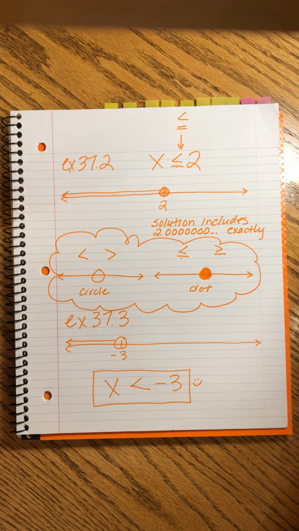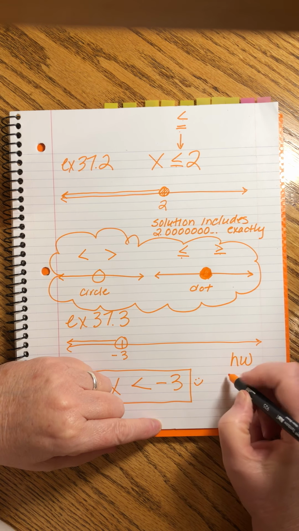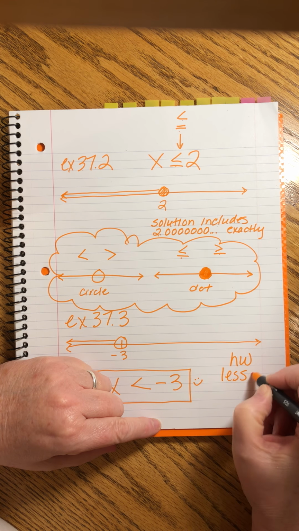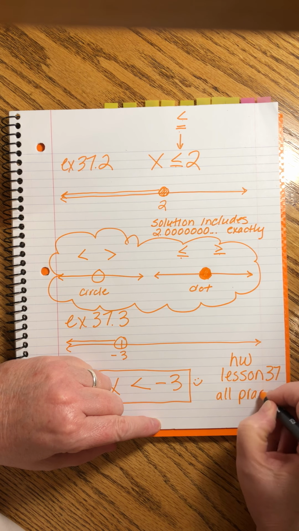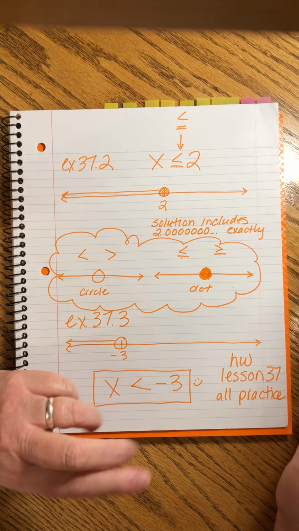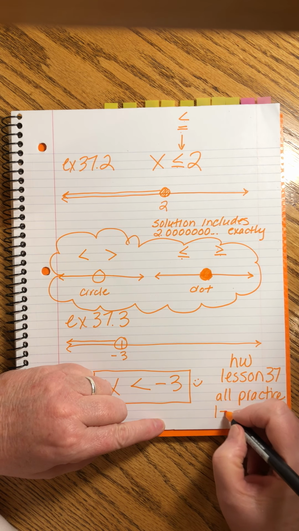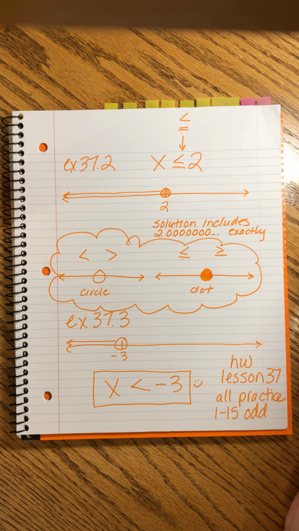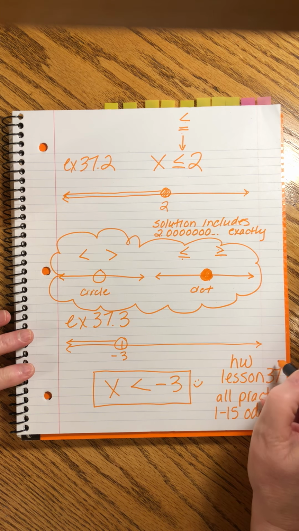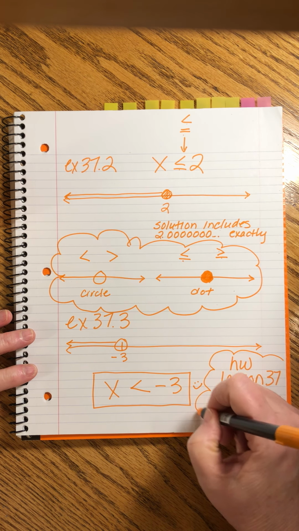All right? For your homework, for lesson 37, I want you to do all the practice, and then I want you to do 1 through 15 odds. All right? So you will do problems 1, 3, 5, 7. Let's see, I'm counting them. 1, 2, 3, 4, 5, 6, 7, 8 problems. All right, I'm giving you half of the homework assignment for today's lesson.